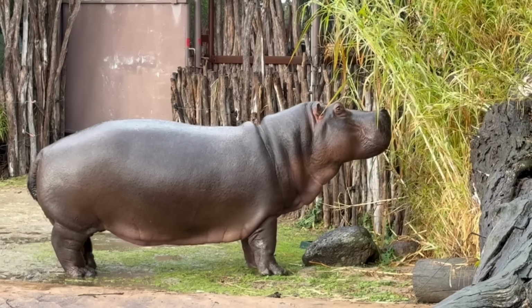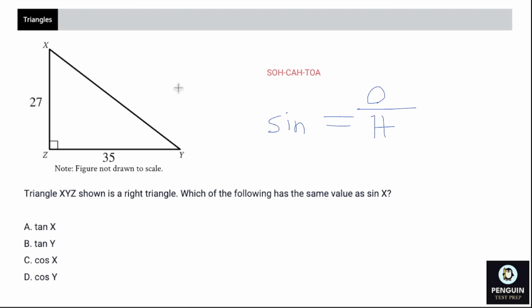And hypotenuse is the longest side of the triangle, the one that's across the street from our right angle here. So this would be our hypotenuse. And since they're asking about sine of x, x is in the corner over here. So opposite x would be across the street from x. So opposite 35 divided by hypotenuse h. So we know that in this case, opposite over h is 35 over h, right?